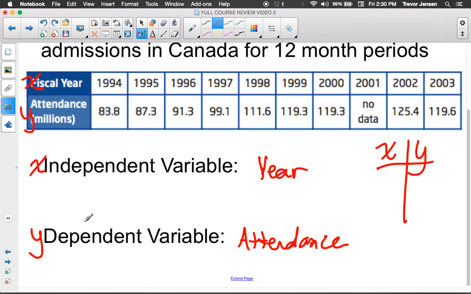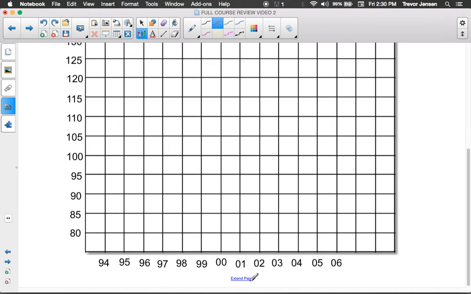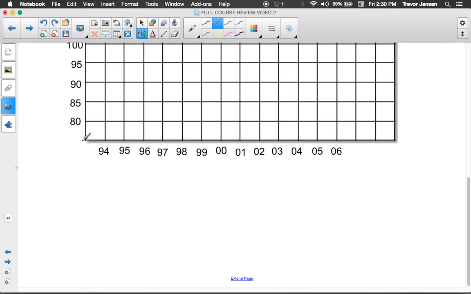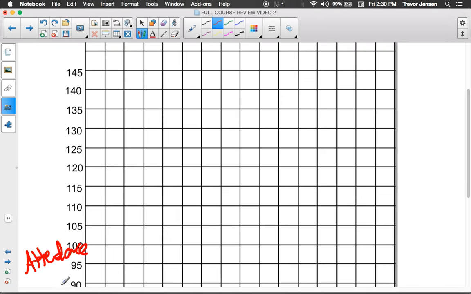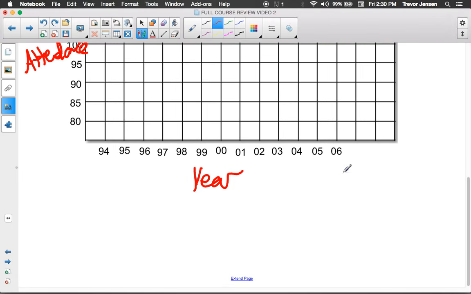And when we graph it, make sure you remember that we are going to put our independent variable x on the horizontal axis, so here's our year, and our dependent variable, movie attendance, is going to go on our vertical axis. Dependent always goes on the y-axis, the vertical axis. Independent always goes on the x-axis, the horizontal axis.